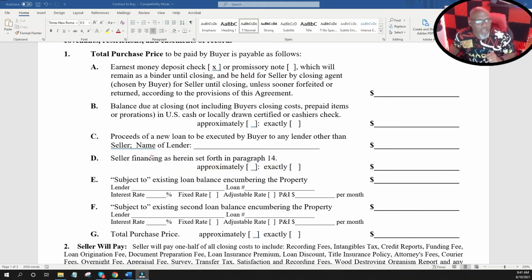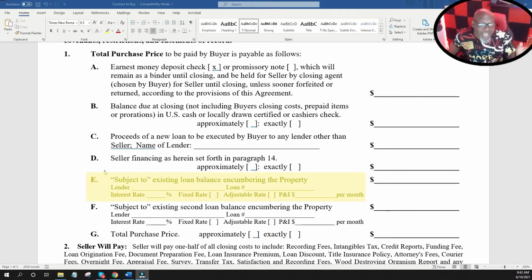Section D talks about the seller financing. If you plan on executing this deal as an owner finance deal, the terms would go here in this section. So owner financing is dealt with in Section D.